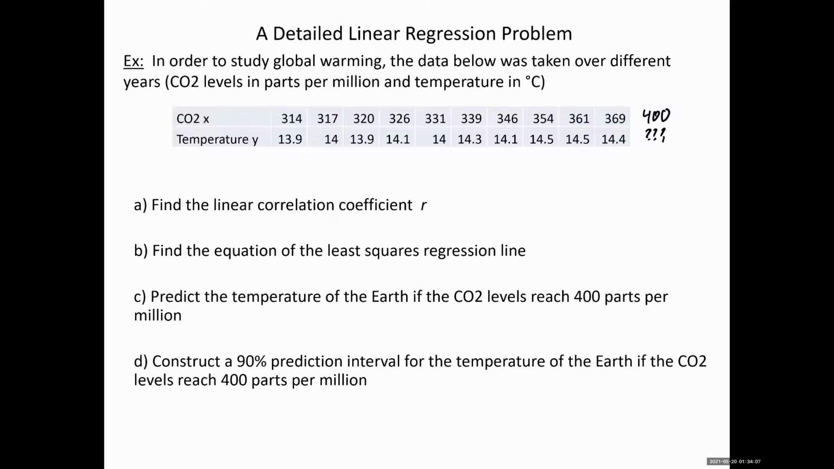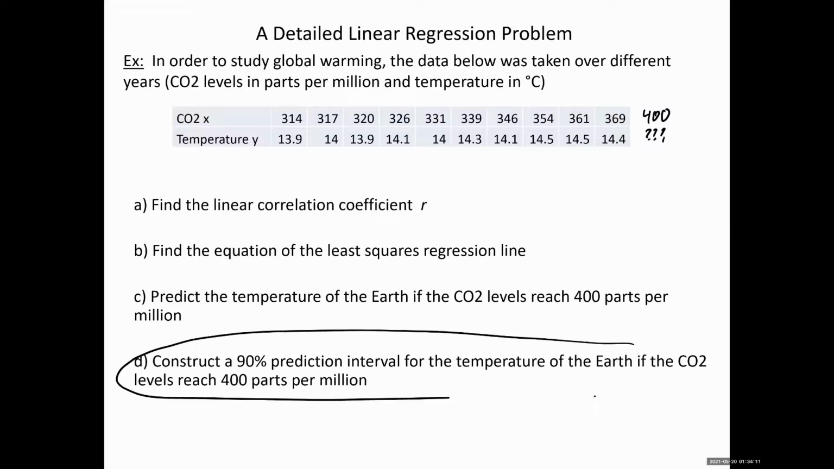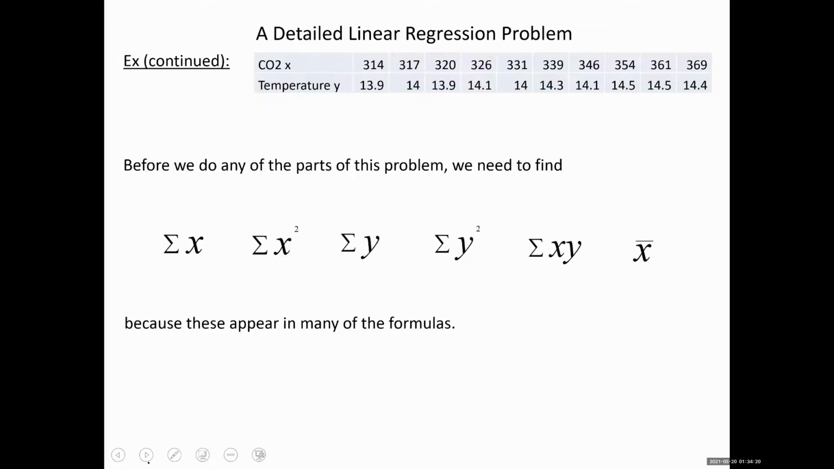So now we want an interval guess, and the way to get an interval guess, well, that's what part D says. Construct a 90% prediction interval for the temperature of the Earth if the carbon dioxide level reaches 400 parts per million. Okay, so when you're doing a linear regression problem, really good advice. Before you do the problem, you want to calculate these 6 quantities. Okay, so let's go ahead and go through what those mean.